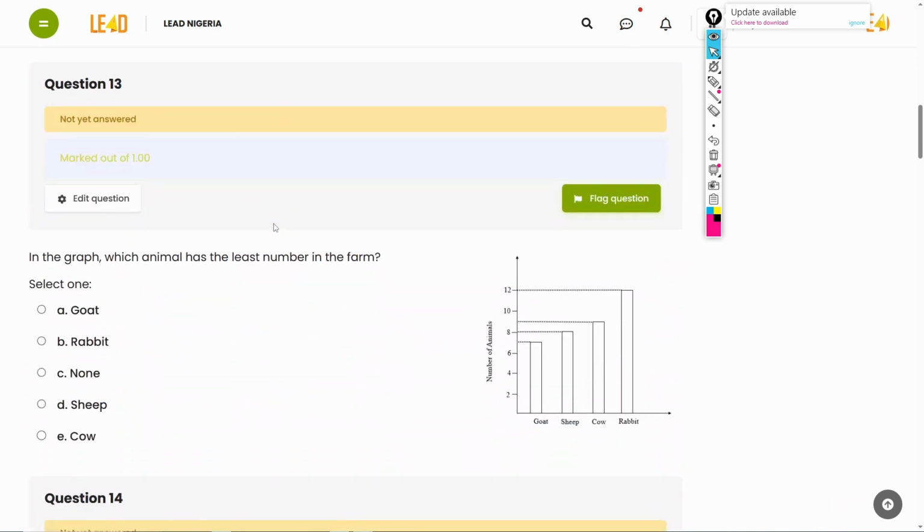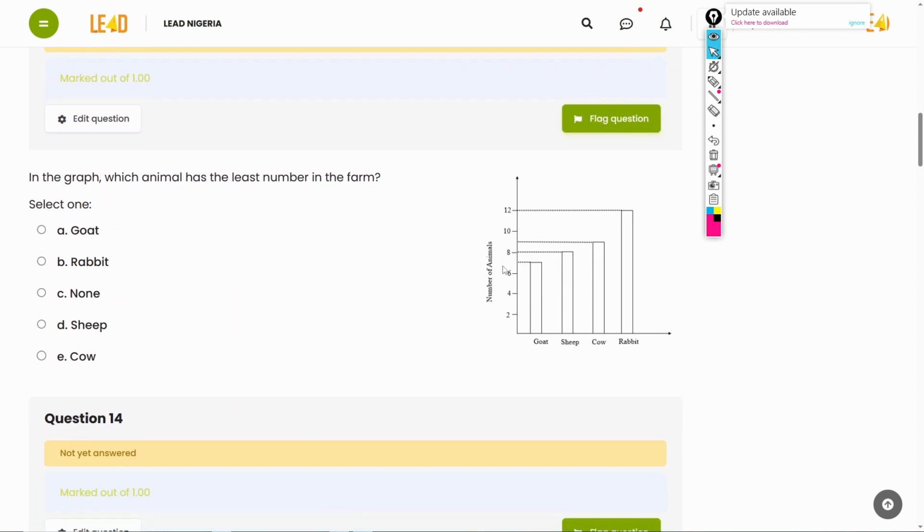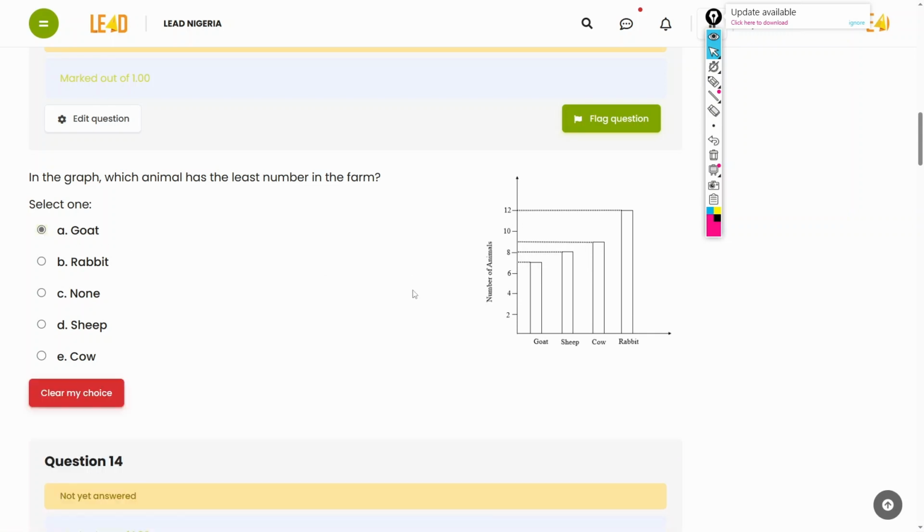All right, in the graph, which animal has the least number on the farm? Okay, so goat has 7, sheep has 8, cow has 9, and then rabbit has 12. So the animal with the least is goat. Goat has 7. There are 7 goats.